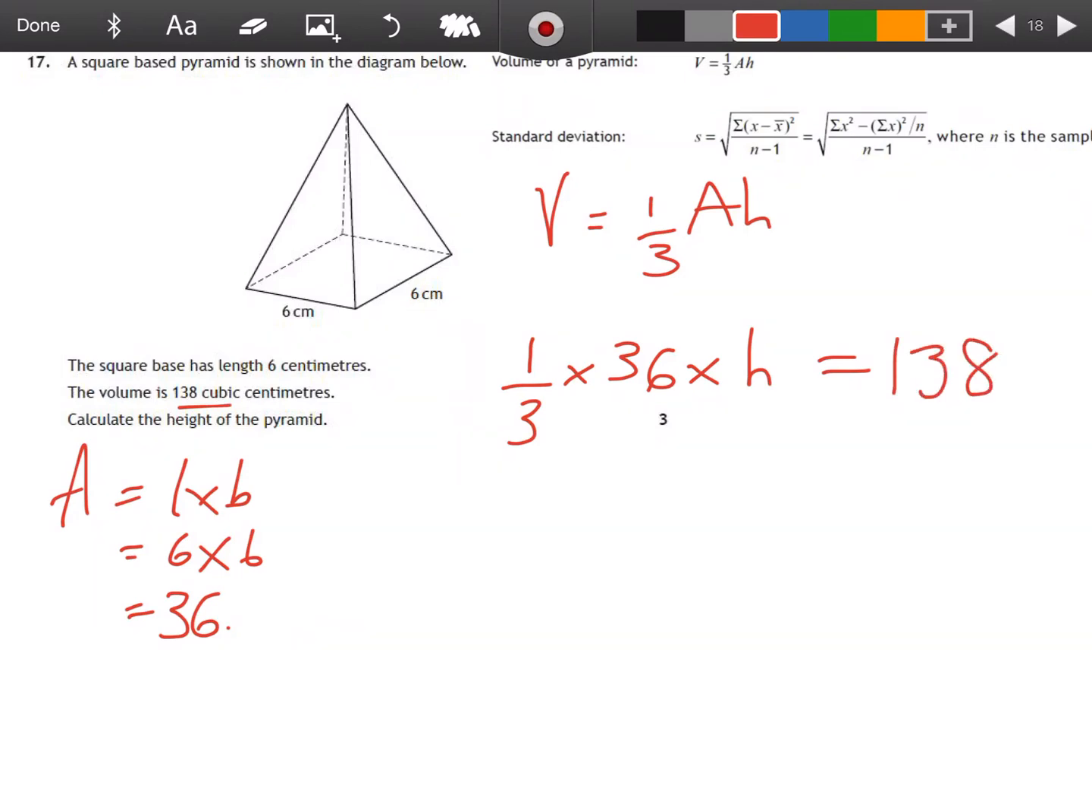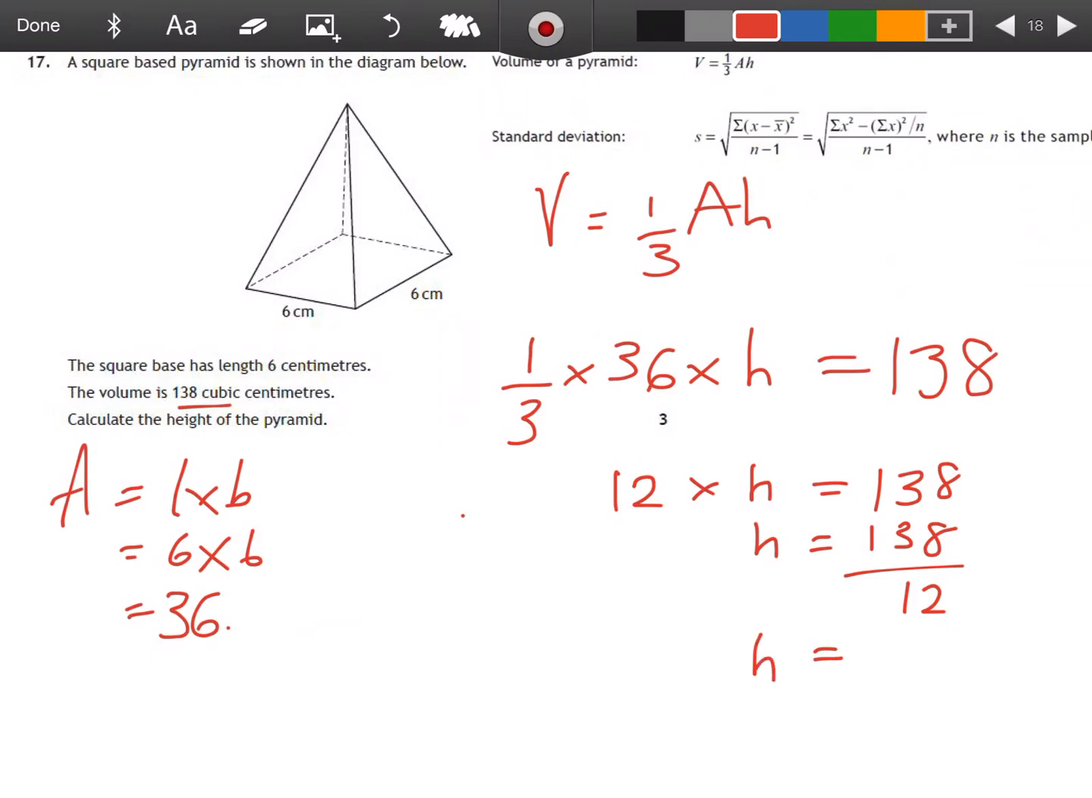Okay, this is one of these working backwards type questions. So what we've got here, a couple of different ways you can do it, makes no difference. If you want, some people might have just done 1/3 times 36 is 12. Right, 1/3 of 36 is 12. 12 times H is 138. And how do you find H? You do 138 divided by 12. Others might have moved the 3 across and multiplied by 3 and then divided by 36. It doesn't make any difference, okay?